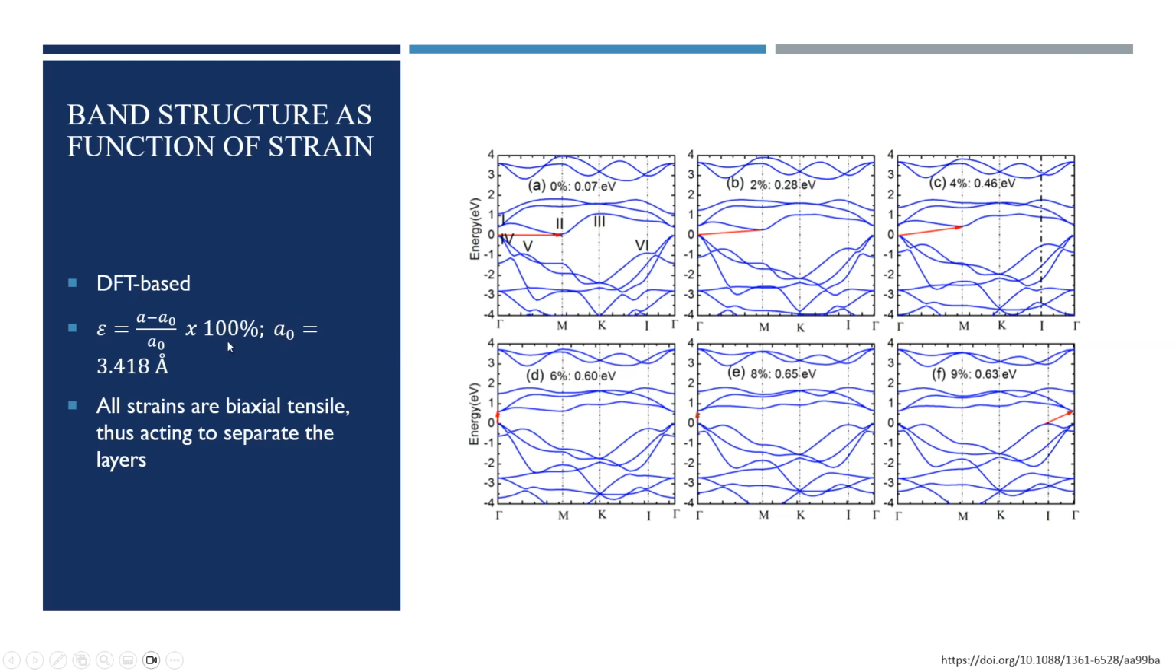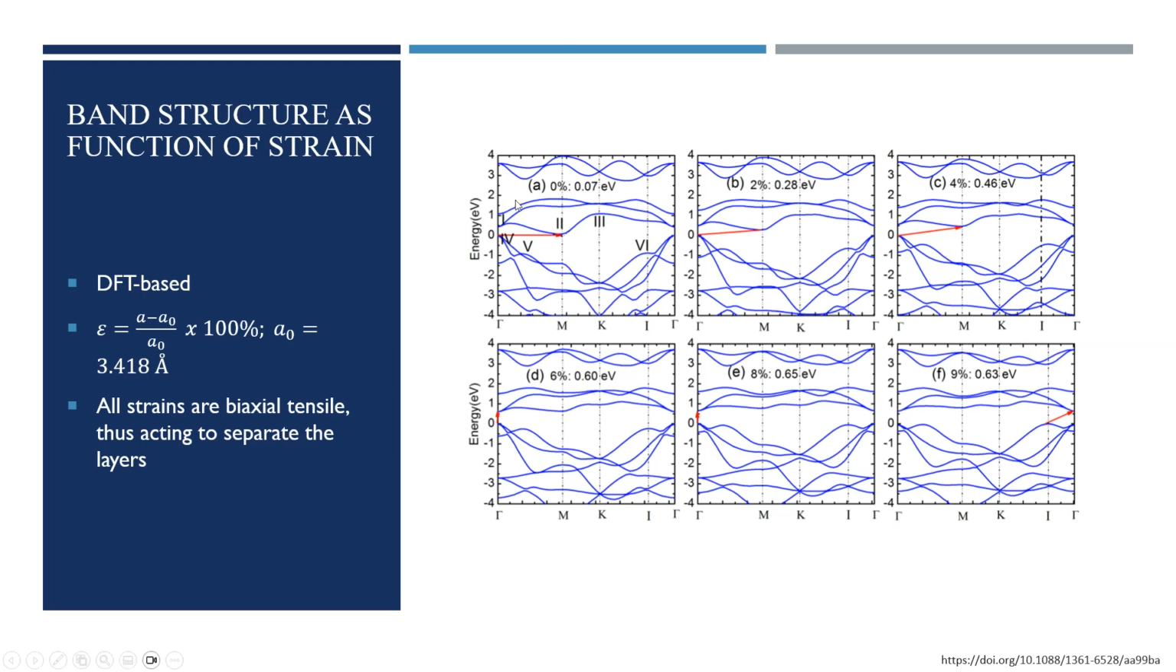And in this case, our initial length is 3.418 angstroms, which is the lattice parameter for titanium disulfide. It's also important to note that all the strains are biaxial and tension loaded, and so they are acting to separate the layers from one another, and so to increase that van der Waals gap.